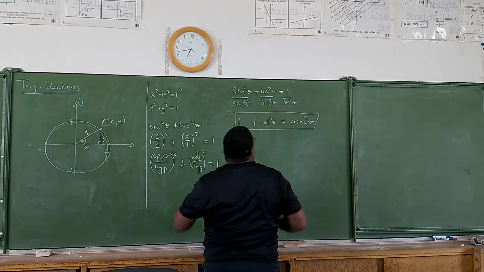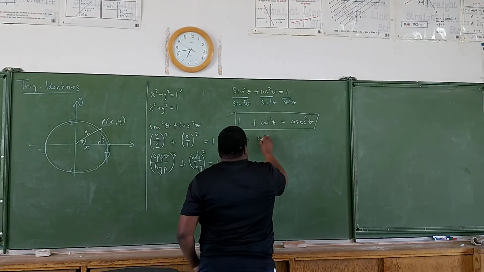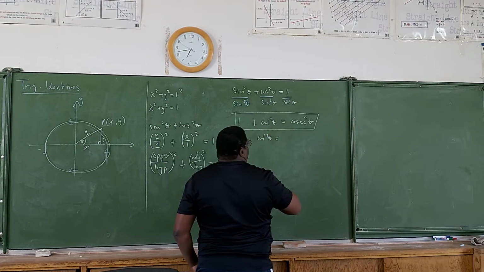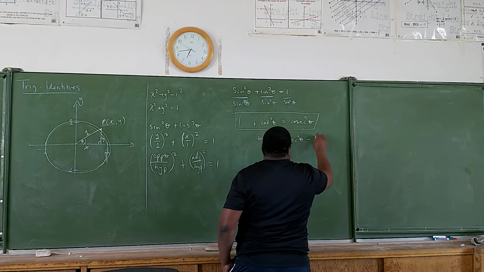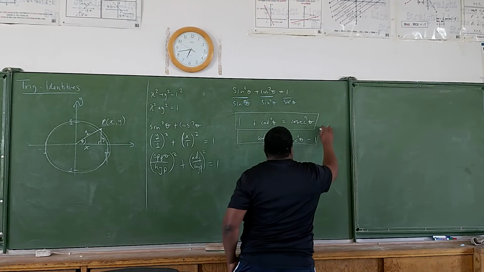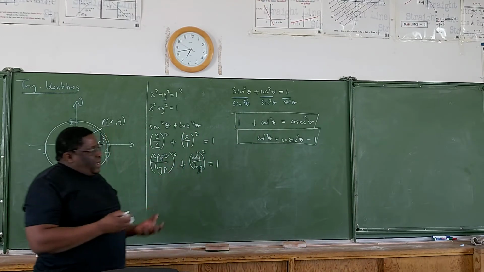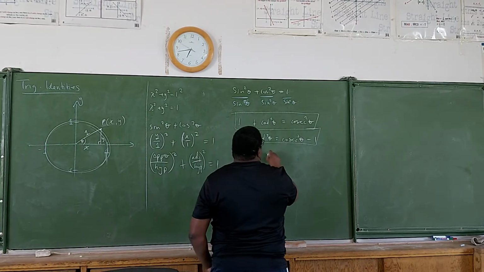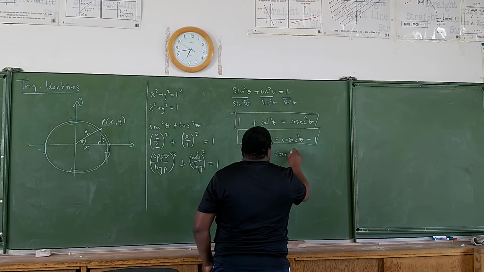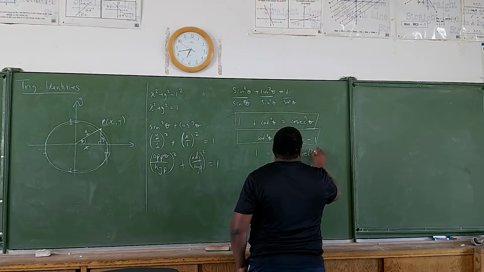From this one, you can make something the subject of the formula. I can also say, therefore, cot squared theta is equal to cosec squared theta minus 1. You get it? There's also a nice, interesting way of dealing with that. You can also say 1 is equal to cosec squared theta minus cot squared theta.